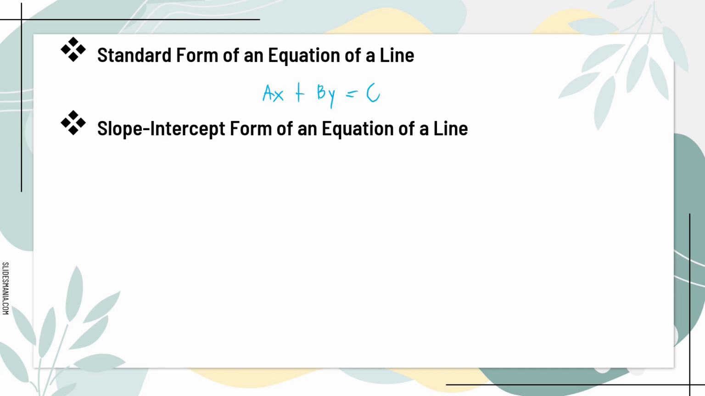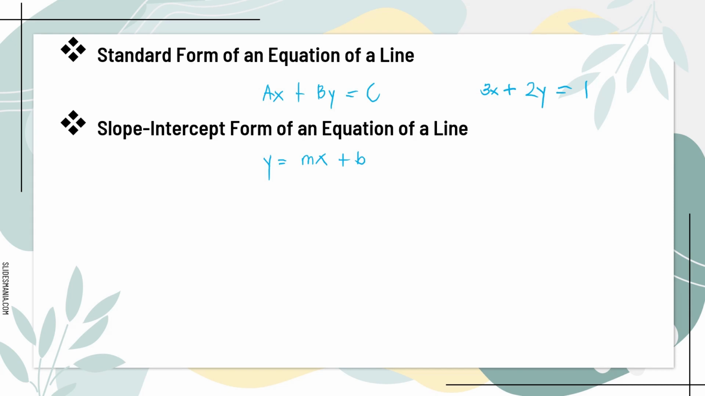Let's have an example. We have 3x plus 2y is equal to 1. So this equation is in standard form. What about this one? The slope-intercept form of an equation of a line. So this is given by y is equal to mx plus b.